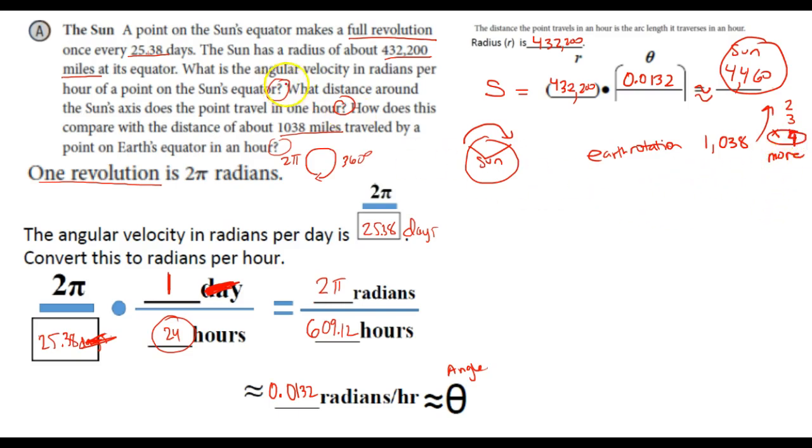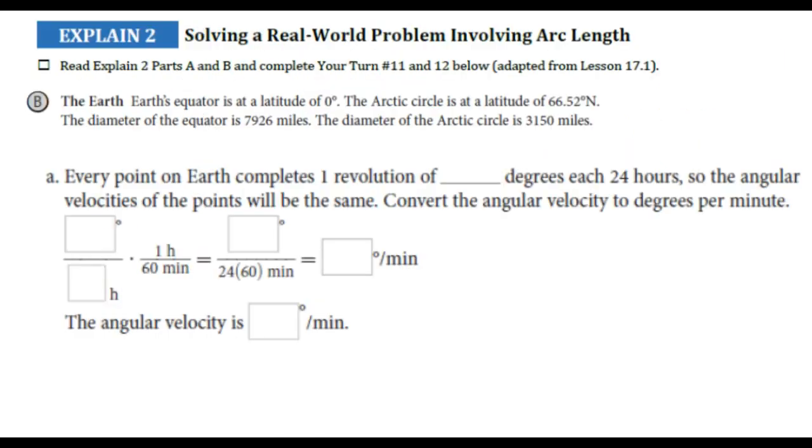Alright, so we answered the first question: converting it, finding the angular velocity in radians per hour, the distance, and then how it compares to the Earth. Alright, moving right along to letter B.